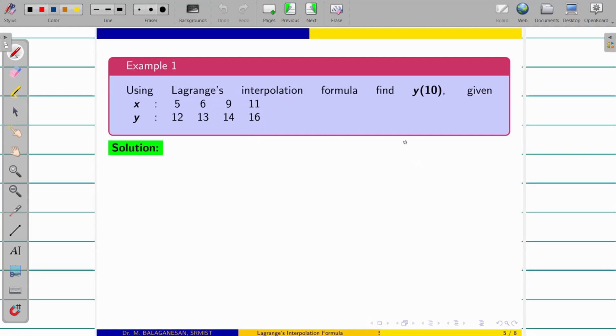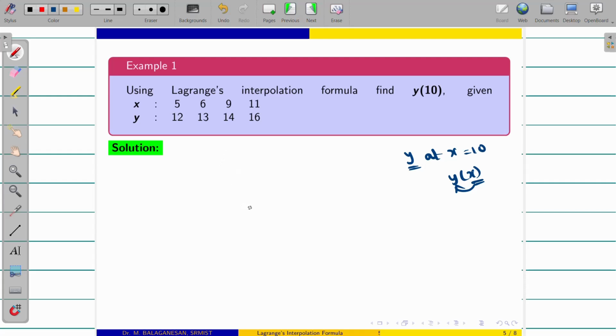Solution. So what is the value we have to find? y of 10. Here y of 10 represents finding the value of y at x equal to 10. That is the meaning. y of x is the way we always define the function. x equal to 10, what is the value of y? So y only we have to find. If you want to find y, it is the normal Lagrange's formula only.